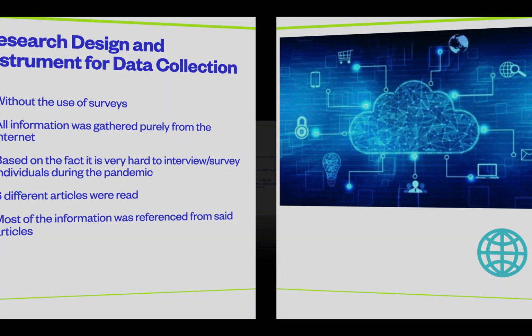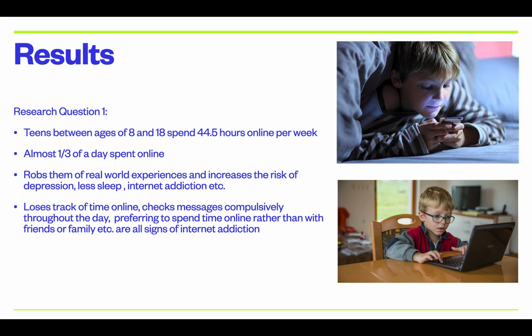Results. Research question 1. How much time should a Hong Kong secondary school student spend on the internet? It's estimated that kids between the age of 8 to 18 spend about 44.5 hours each week in front of digital screens. For students, spending this much time on the internet robs them of real-world experience, which may result in lower grades, less sleep, etc. Using the internet too much may also cause internet addiction.